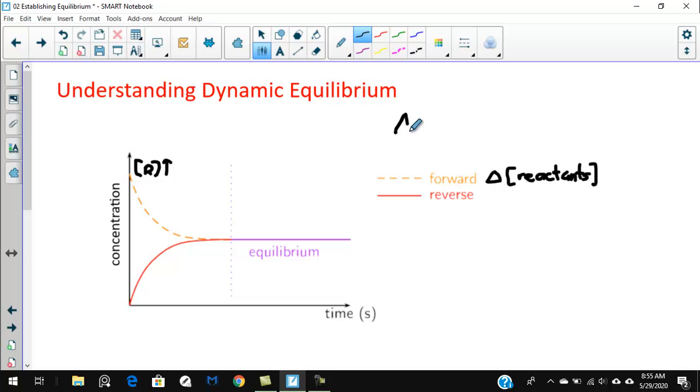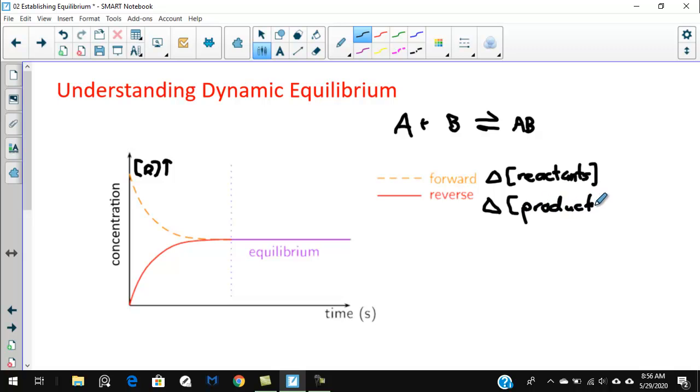So let's just use that same reaction: A plus B forms AB. Okay? So A and B are being used up, and we would see the concentration of those reactants drop over time. And for the reverse reaction, what we're measuring there is the change in the concentration of the products.